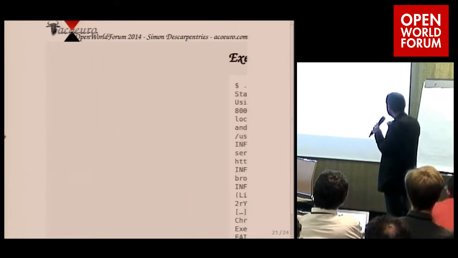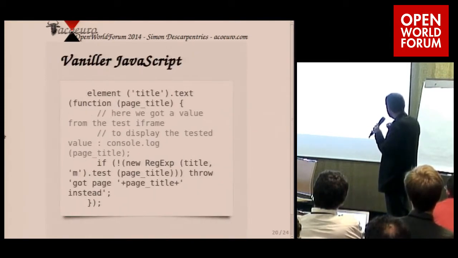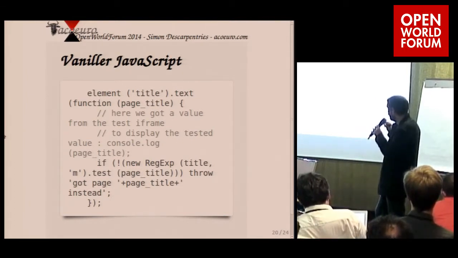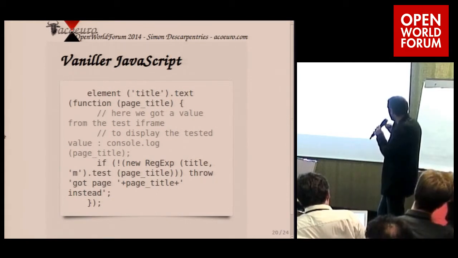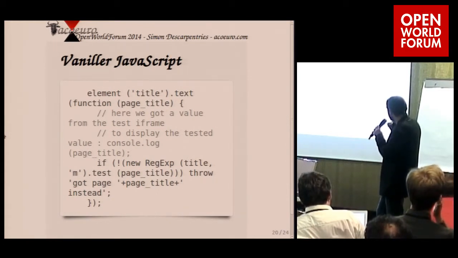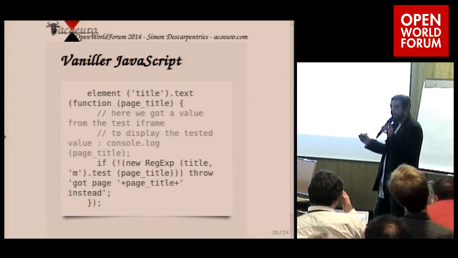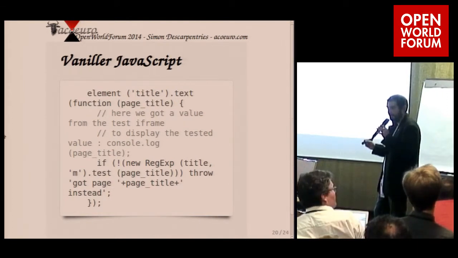For instance, here, it's the element function I showed two slides ago. And my test is here. If the regex I'm building is not what I find as the page title, which is what I am asking for here, I just throw an exception. That's how all the test functions work.